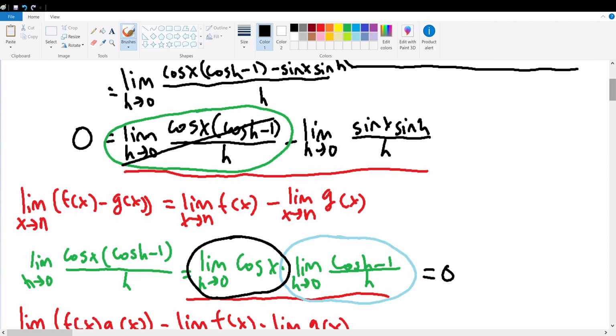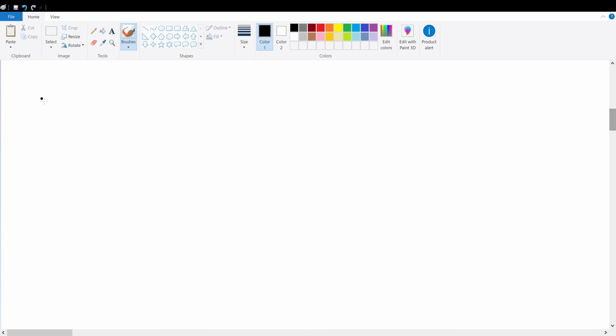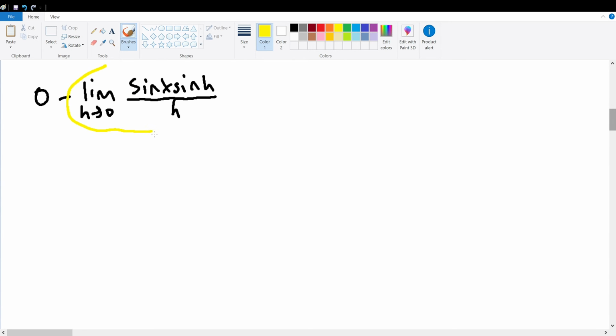So all we have left now is 0 minus the limit as h goes to 0 of sine of x times sine of h divided by h. And now we just have to evaluate our last limit right here, which I'm going to circle in yellow color, and then we're done with the proof.